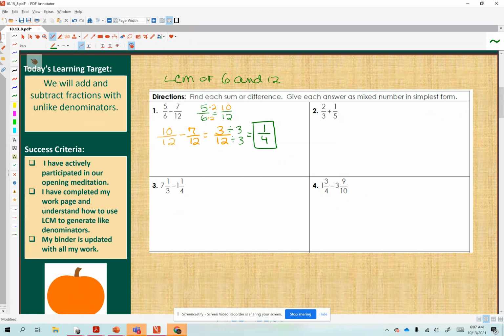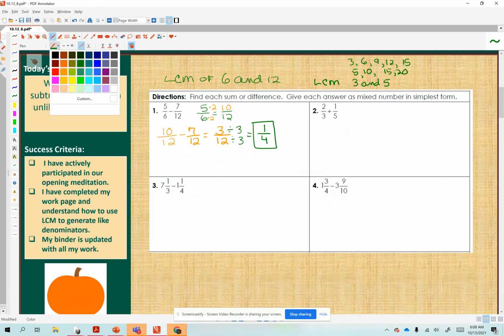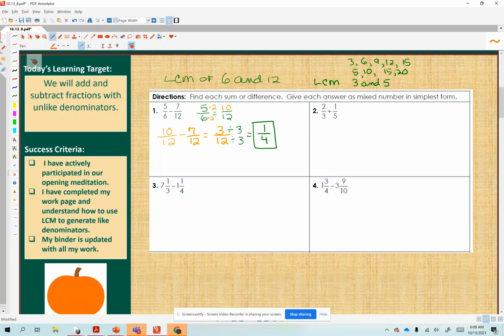Let's look at problem number 2, where we have 2/3 plus 1/5. So here I need an LCM, a least common multiple, of 3 and 5. So the multiples of 3 are 3, 6, 9, 12, 15. Multiples of 5 are 5, 10, 15, 20. And what I see already is that I have a common multiple in 15, and it is the smallest, the lowest, or we call it the least common multiple.